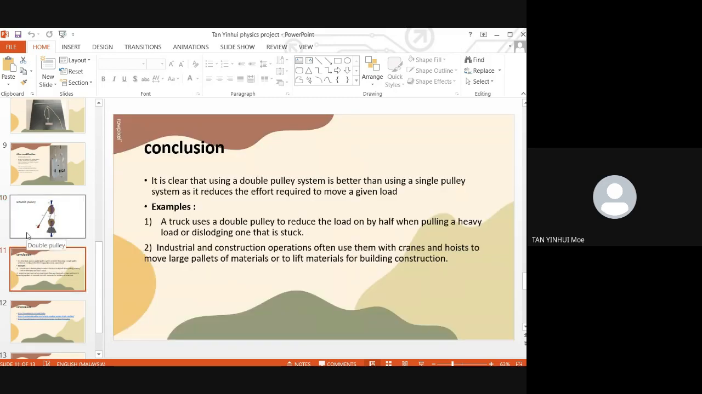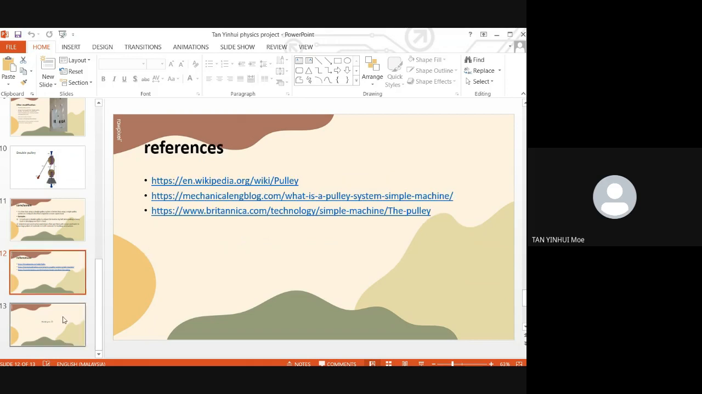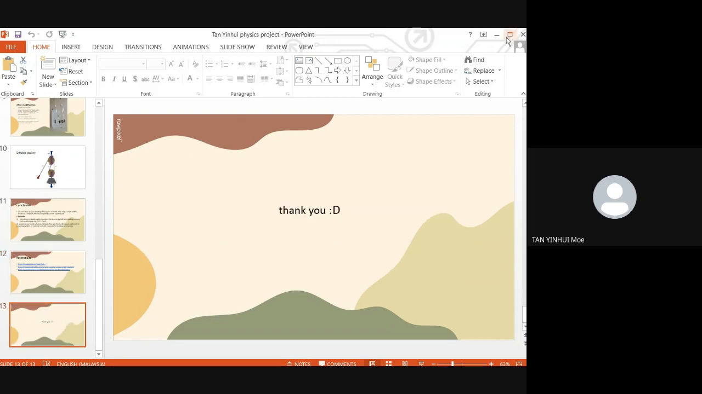As a conclusion, it is clear that using a double pulley system is better than using a single pulley system, as it reduces the effort required to move a given load. Examples of double pulley systems in our daily life: a truck uses a double pulley to reduce the load by half when pulling a heavy load or dislodging one that is dropped. Industrial and construction operations often use them with cranes and hoists to move large pallets of materials or to lift materials for building construction. Thank you.